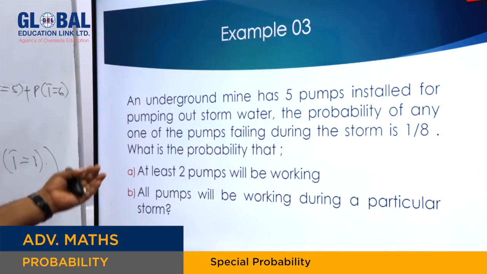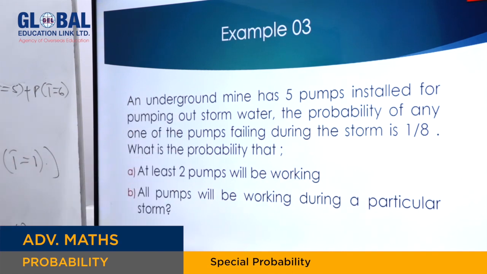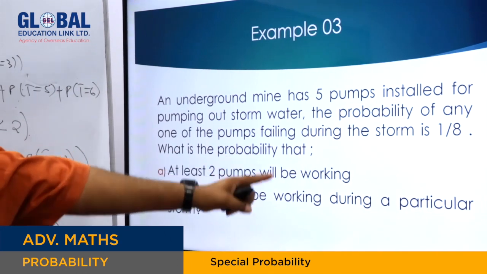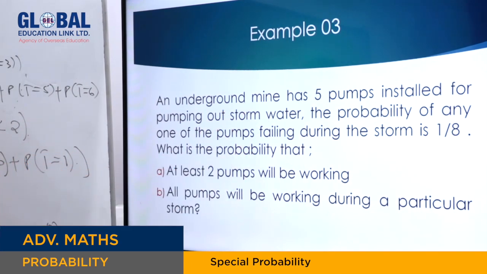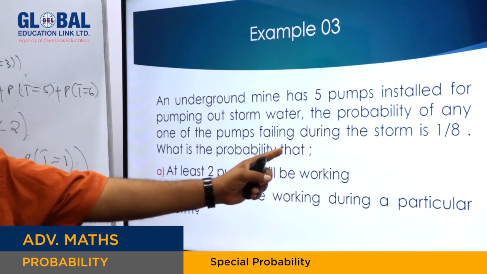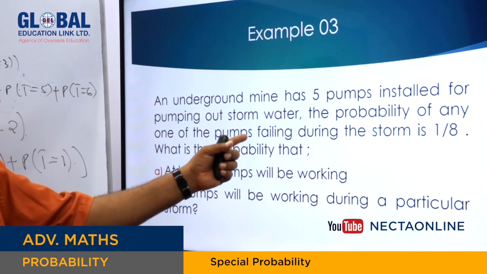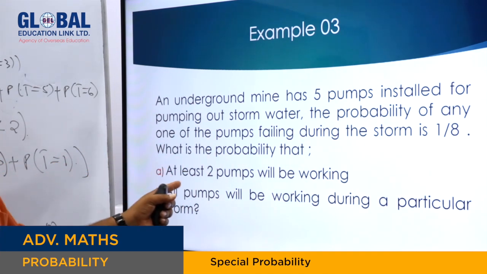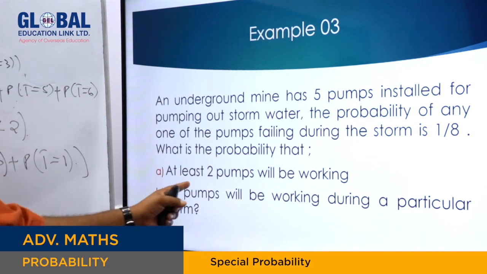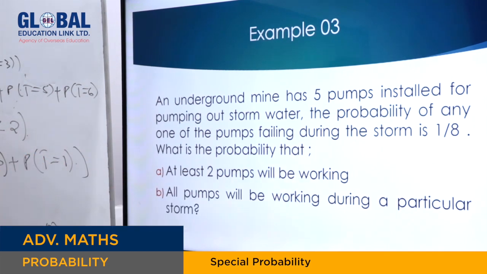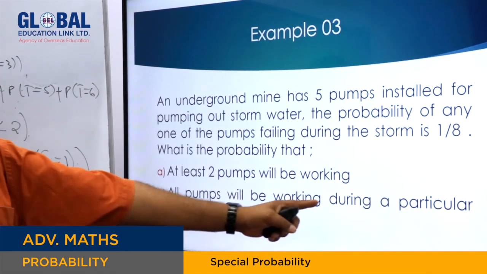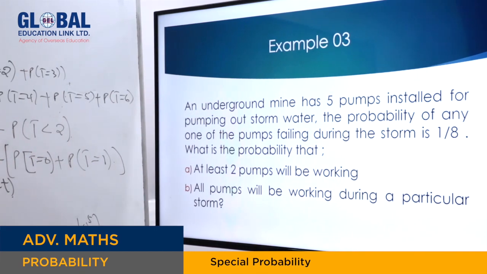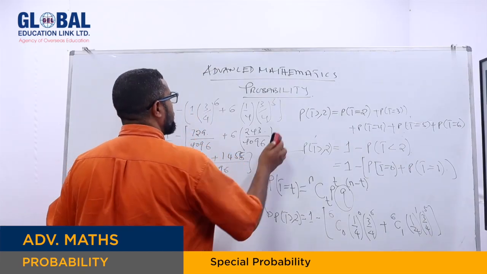We have a question. An underground mine has 5 pumps installed for pumping out storm water. The probability of any one of the pumps failing during the storm is 1 over 8. So automatically you see, when you see failing, it means that is not to occur. This is the probability of failure, the q in the formula for the binomial distribution. What is the probability that at least 2 pumps will be working and all pumps will be working during a particular storm? Now let's check the solution on how to solve that question.